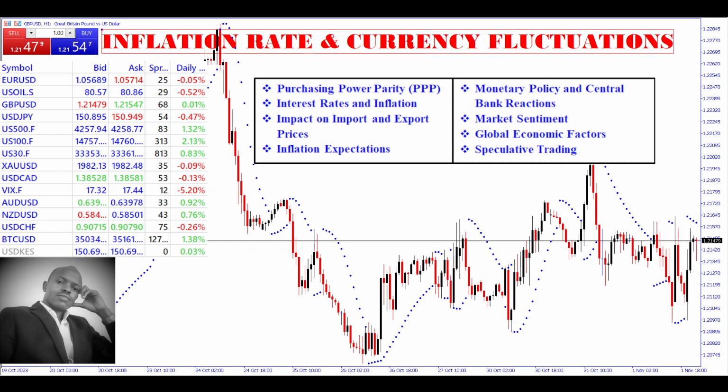Some of the economic aspects that are affected by inflation rate are purchasing power parity, import and export prices, monetary policy and central bank reactions, market sentiment and speculative trading, among others.